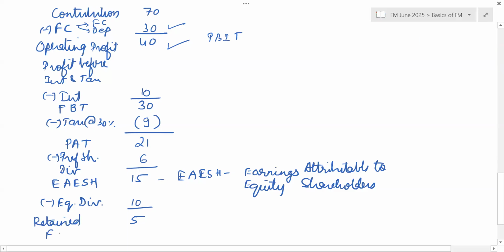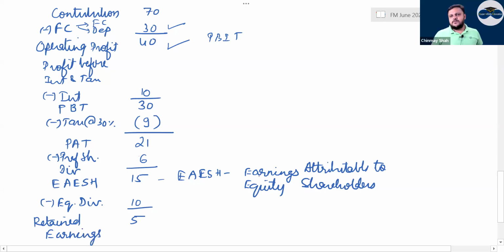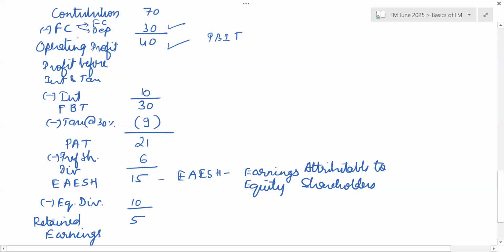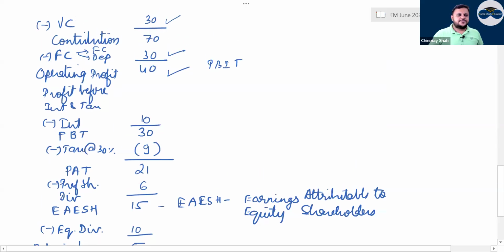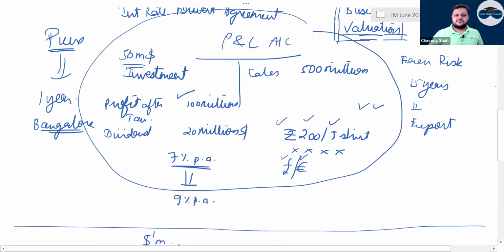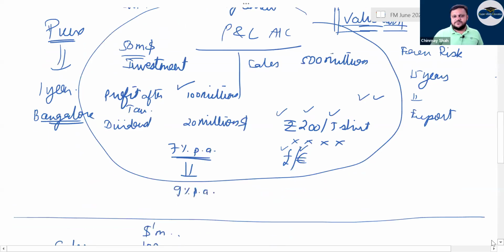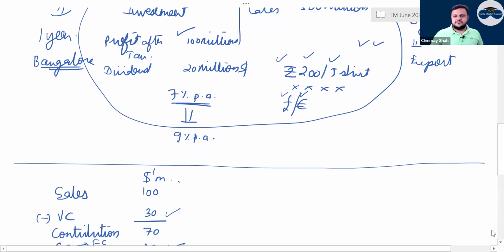Okay, retained earnings, sir. You know this or no? Tell me. Yes, sir, retained earnings. This is the basic format of a P&L. Write this, because I'm going to use this example minimum 50-60 times in your whole class. So I would recommend you to write this for sure.